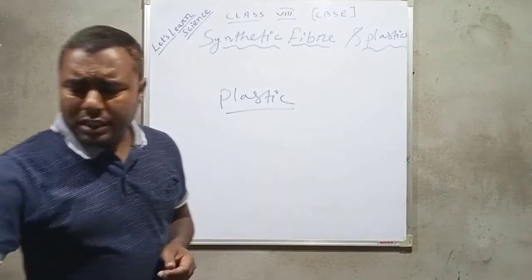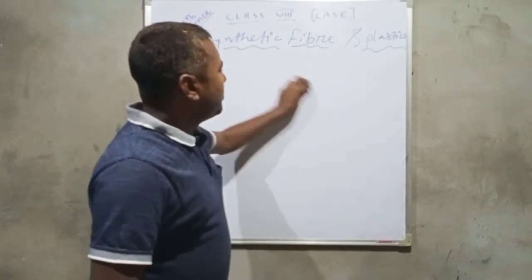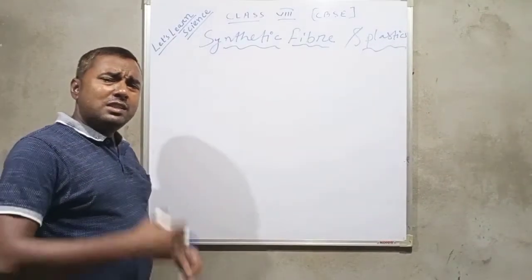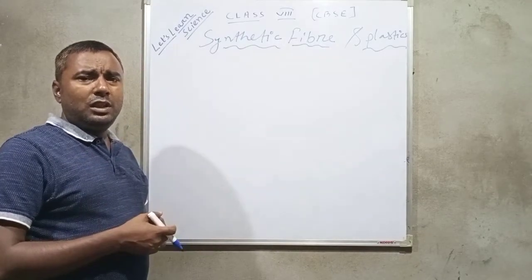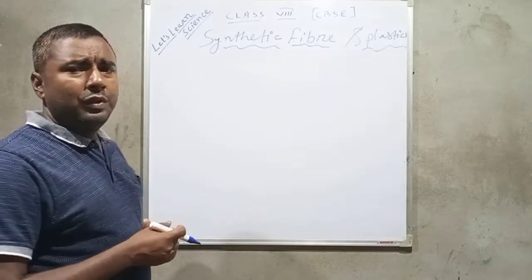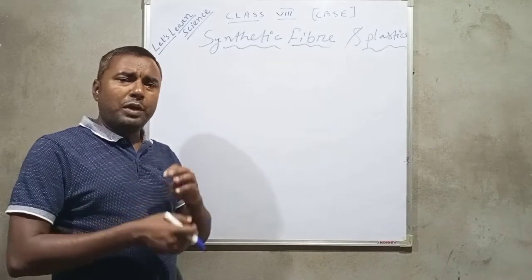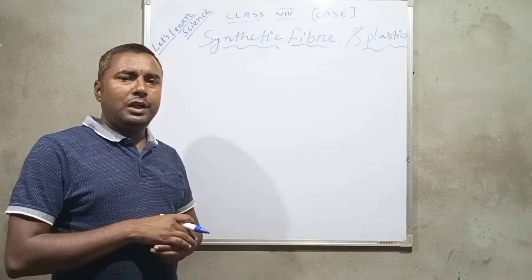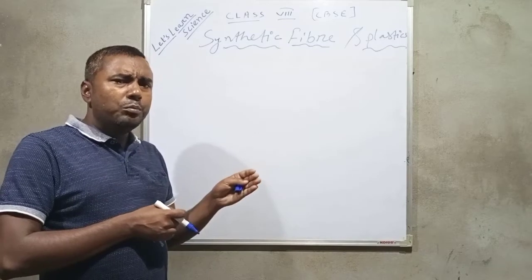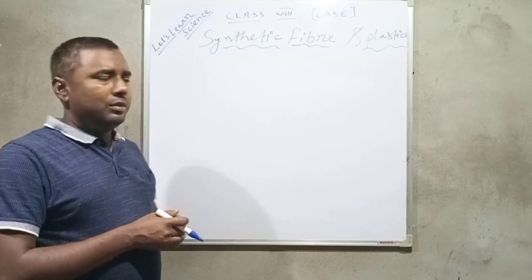So how has plastic occupied such a place in our life? Why are we using plastic in such a manner, in a wide range of activities in our day-to-day life? Because it has some very important properties. Those properties we didn't get in some other material. That's why we use plastic in different activities in our day-to-day life.